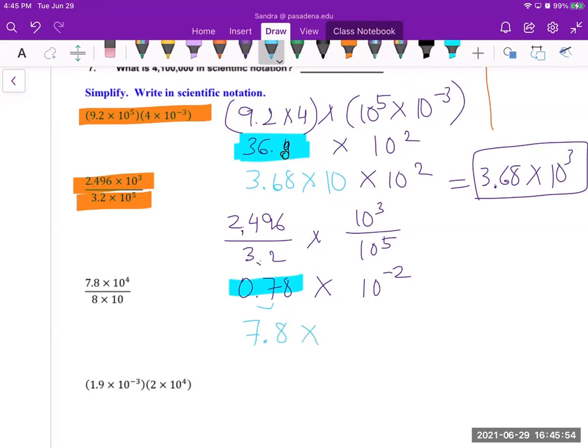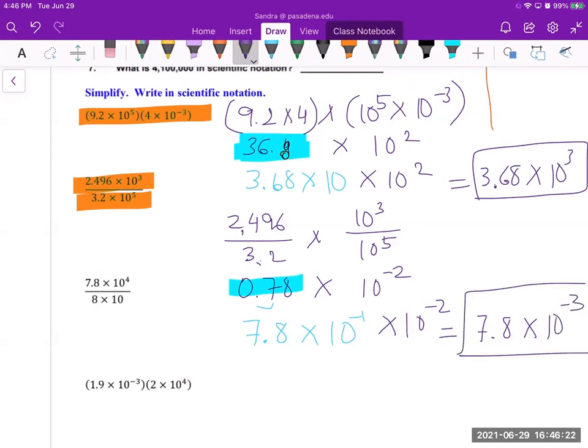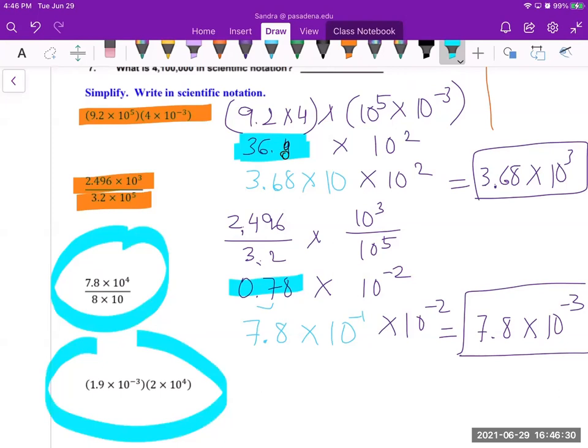But then I gotta think, so do I multiply 7.8 times 10 or times 10 to the negative 1? And it has to be 10 to the negative 1 because I gotta be able to get that 0.78. Okay, times 10 to the negative 2. And so this answer will be 7.8 times 10 to the negative 3. And this here will be my final answer. Okay, you will be responsible for doing the last two problems that you see here on the paper.